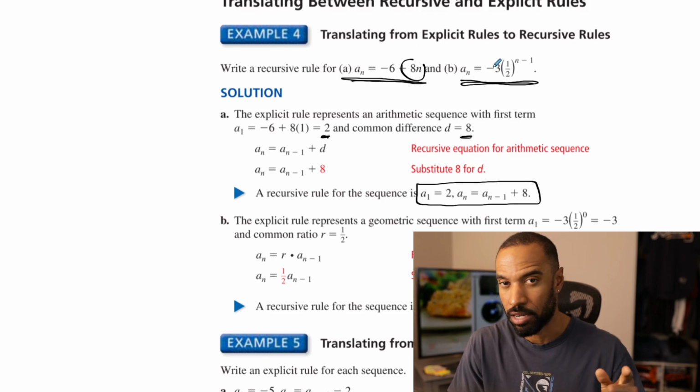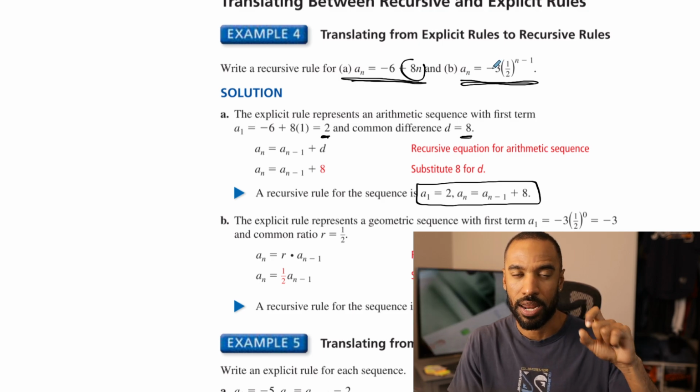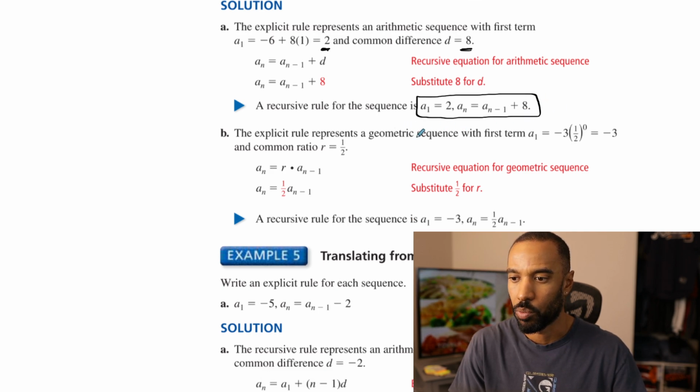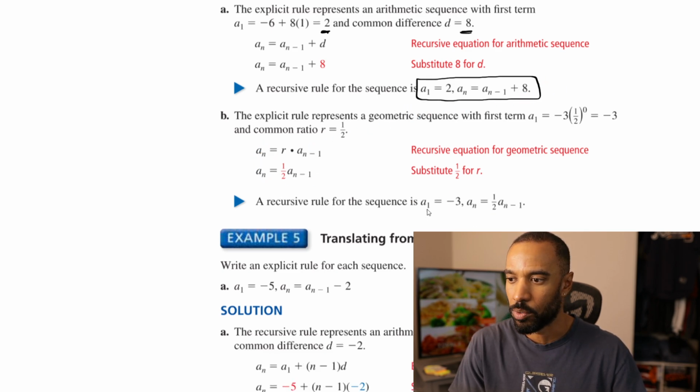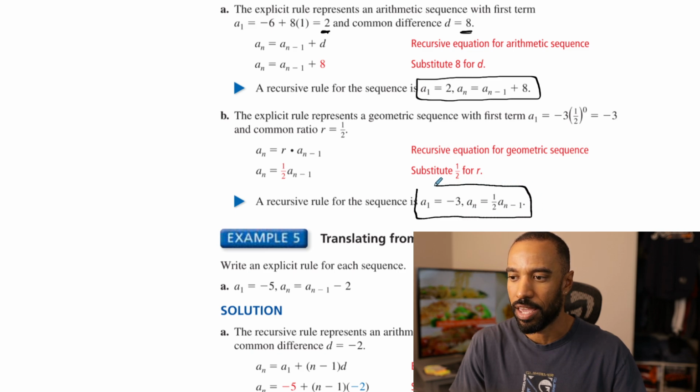A sub 1 should be negative 3, and a sub n should be 1/2 times a sub n minus 1. Where is it? Right here. Here it is. A sub 1 is negative 3, and a sub n is 1/2 of a sub n minus 1.